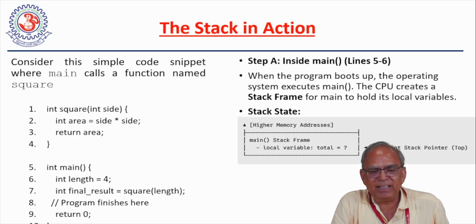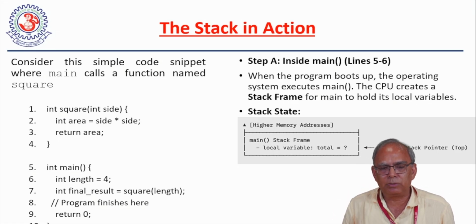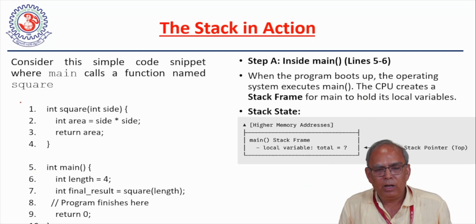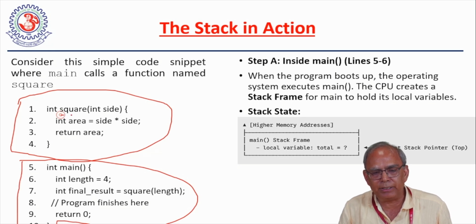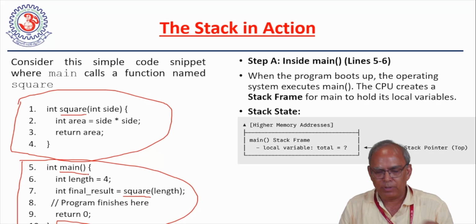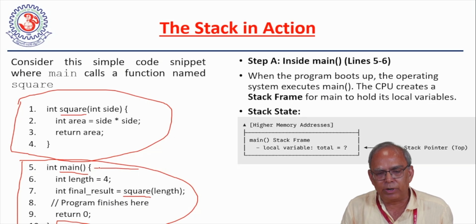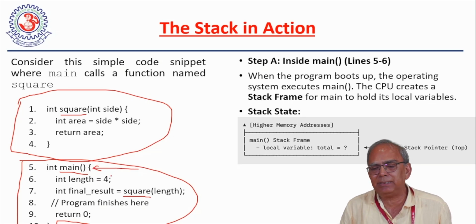So here I have taken a very simple code. Suppose this is your function which you have written, and this is the main where you will be using this function square. Now see here, the call is here. Remember, the program execution will start from main, because the program counter is loaded with this address.